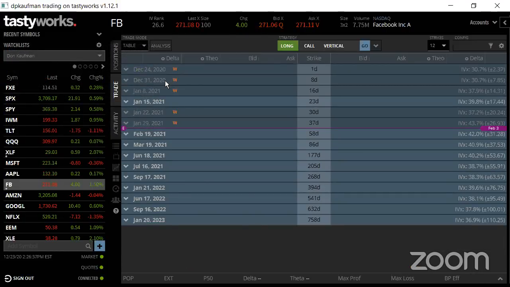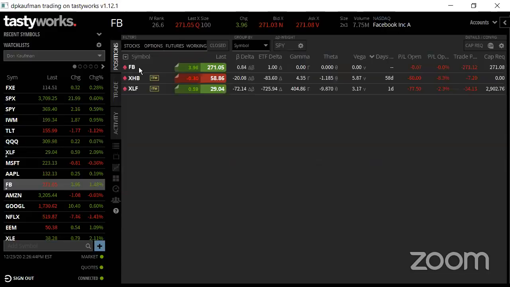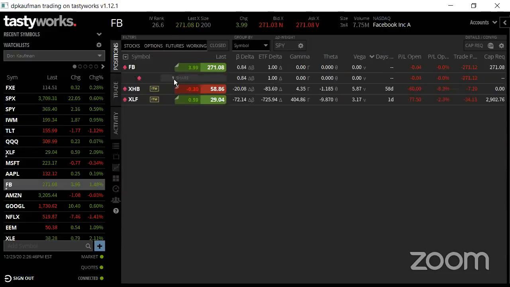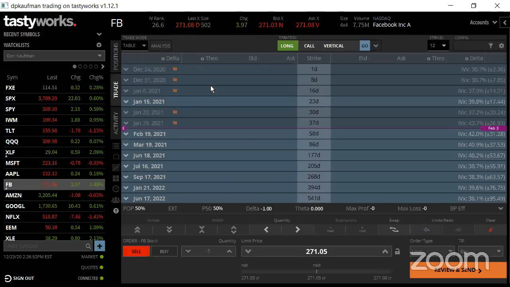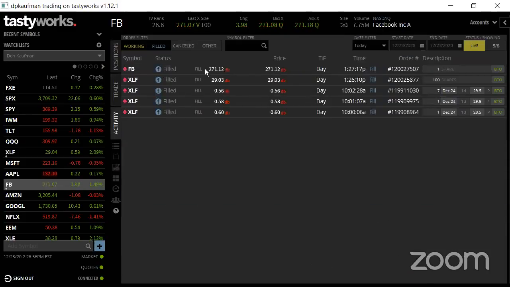Good, filled, right? So I'm filled in there. And now that I'm filled in there, as I said, I literally just did one share of stock. So there's my one share. I can come in here and order to close the position. Now, I know I moved quick in here, but look where I filled. I filled at 271 and 12 cents.